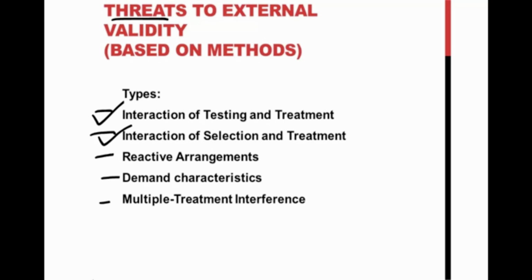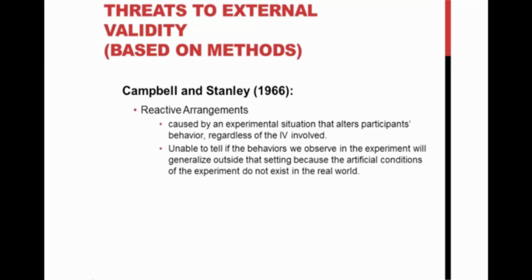Now that we've talked about what happens when we have a small population, let's move on to reactive arrangements. Reactive arrangements are caused when an experimental situation alters our behavior, regardless of the independent variable that's involved. Essentially, reactive arrangements is just the exposure to the experiment itself. Just being part of an experiment has caused differences in our dependent variable.